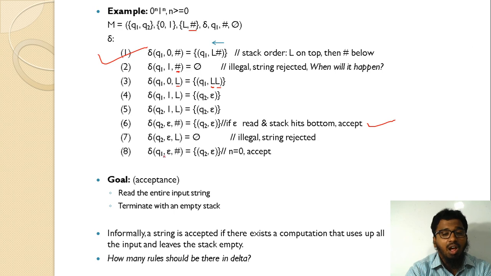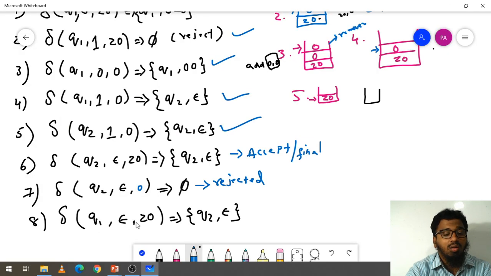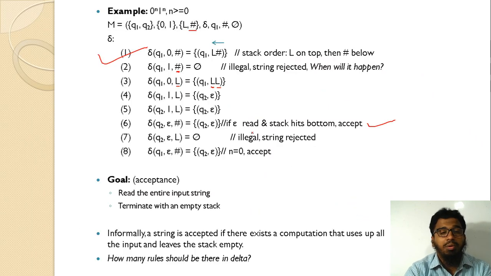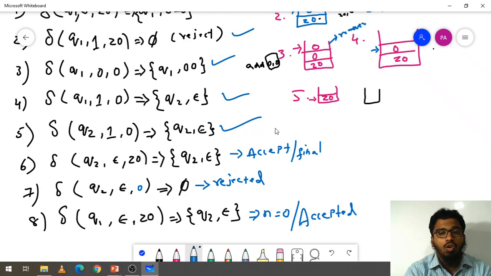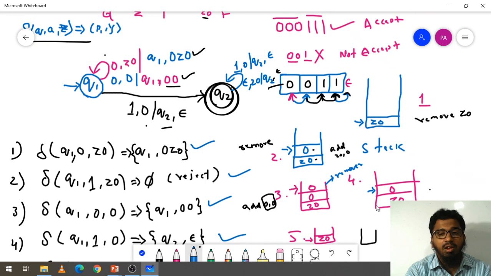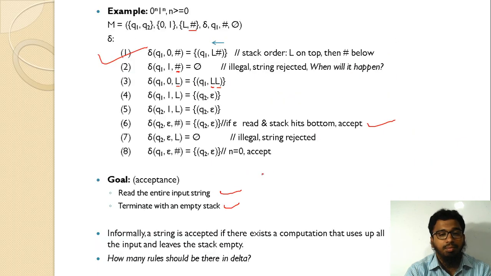Next, delta q1 epsilon z0, what are we getting? q2 epsilon. So here n is equal to 0. Now it is finished, so this is also accepted. Fine. So this is about the equation where we solve. Now we will do one thing. Goal, acceptance: read the entire input string, terminate with an empty stack. Means read all the string and empty the stack.